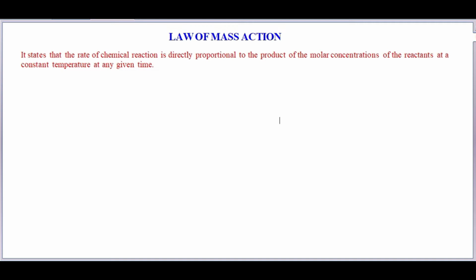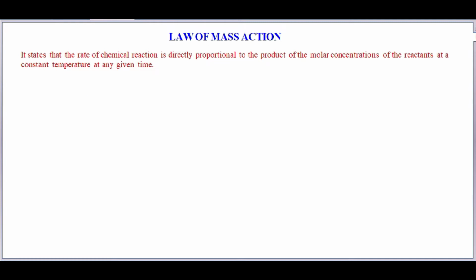Hello students. In today's lecture we will discuss the equilibrium constant: what is the equilibrium constant and why are we studying it. But before that we need to know some basic concepts, which we will study thoroughly and try to understand the concept of equilibrium constant. So for this we have to study the law of mass action first.